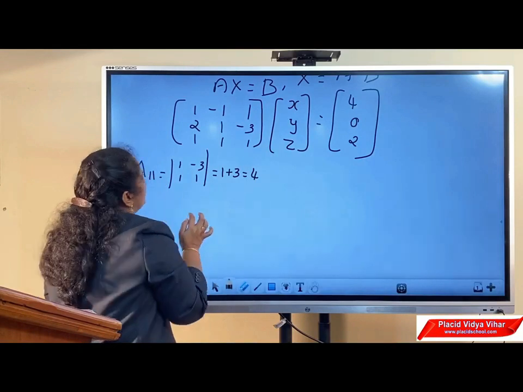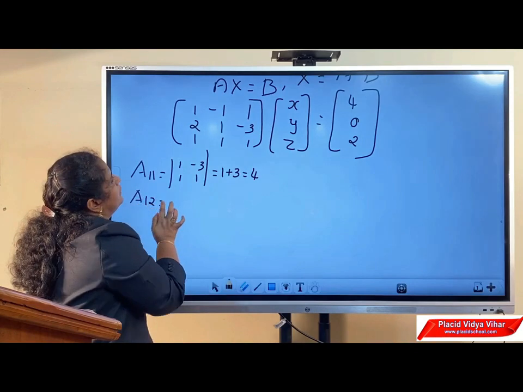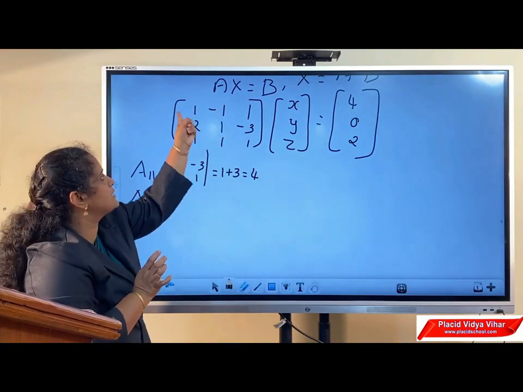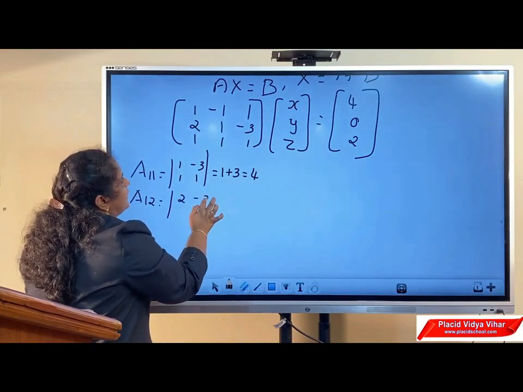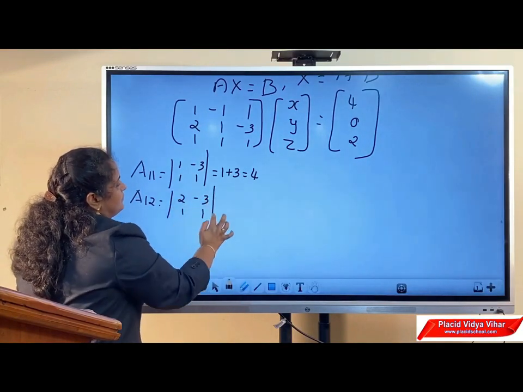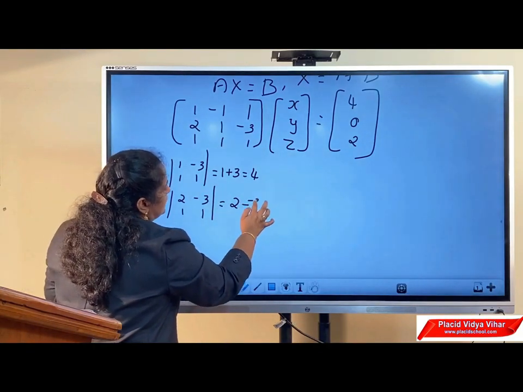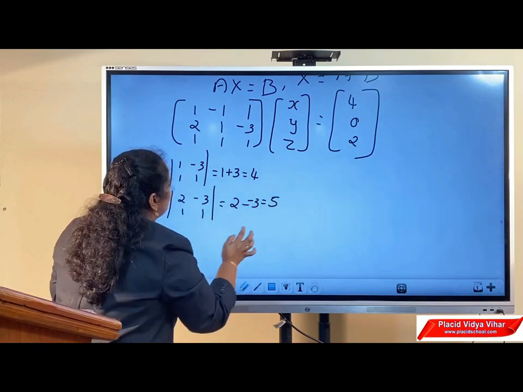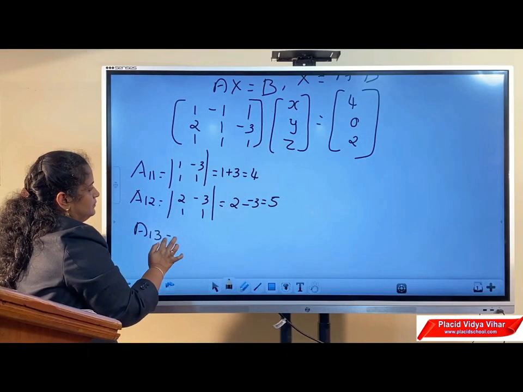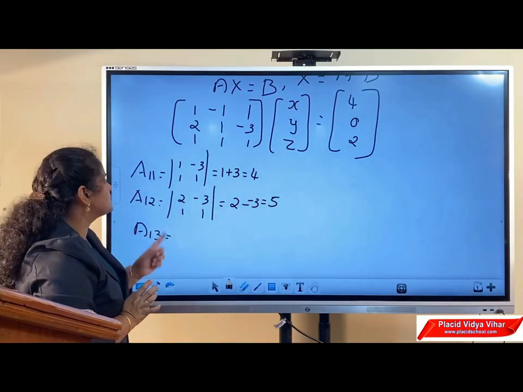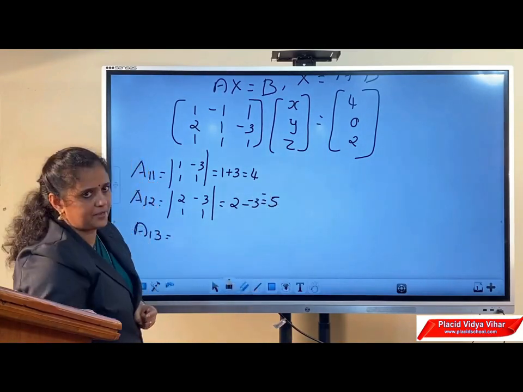Then A12: delete the corresponding row and column. The remaining elements you write in determinant form: 2, minus 3, 1, 1. Cross multiply: 2 plus 3, that is 5. A13 we can find out, the corresponding row and column. But we know that the second element is negative. Therefore, this element is minus 5.